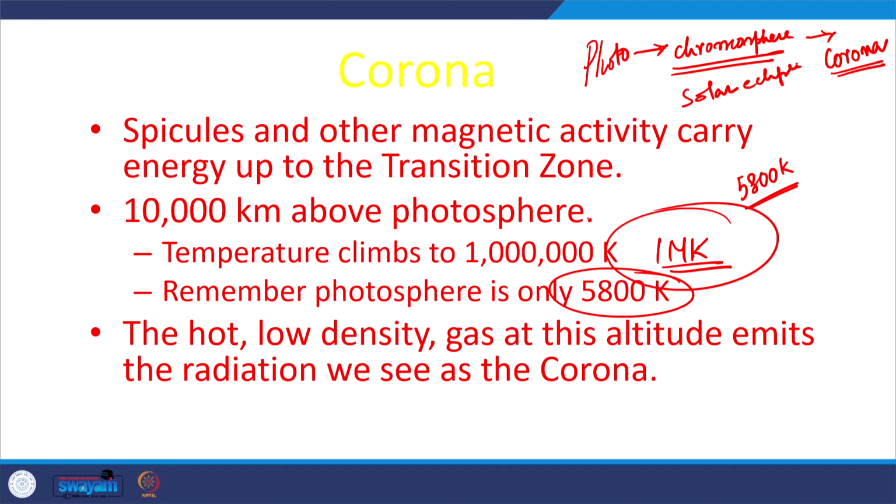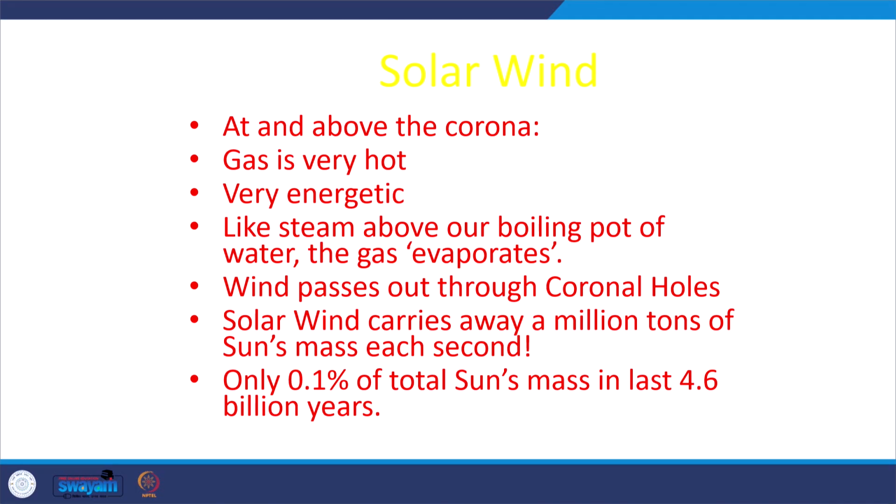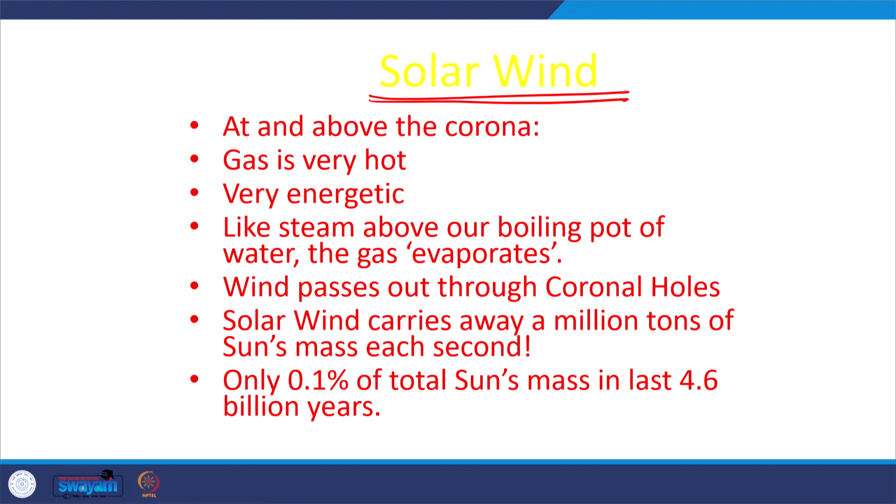So here we are talking about a gradient of 5800 Kelvin to 1 million Kelvin. Okay, so this hot, low density gas at this altitude emits the radiation we see as the corona. So corona is basically again visible during the times of solar eclipse, where you see the corona as a gas which is escaping from the sun. Okay, so extension of corona into the interplanetary space is what is called the solar wind. So solar wind is above the corona.